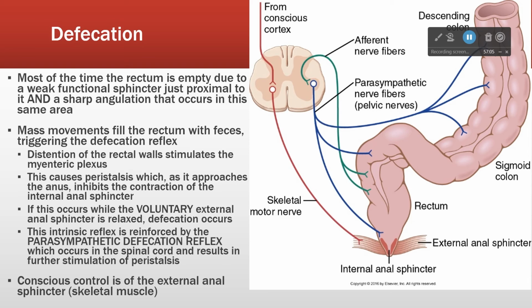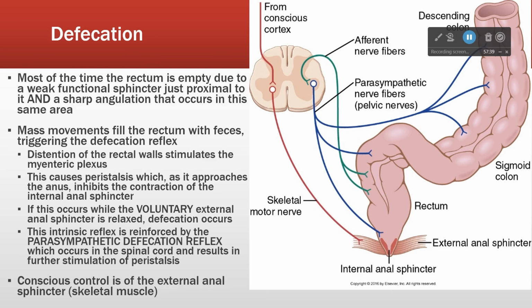Now, this reflex is reinforced by the parasympathetic defecation reflex. This is the primary reflex that's controlling defecation in people who are not continent of feces, okay? And it's very simple. When the rectum distends from a mass movement, it empties, right? It contracts and empties. That's what we see in babies. But the difference in adults is we have that external anal sphincter that we can control. All right, so that's the defecation reflex in a nutshell.